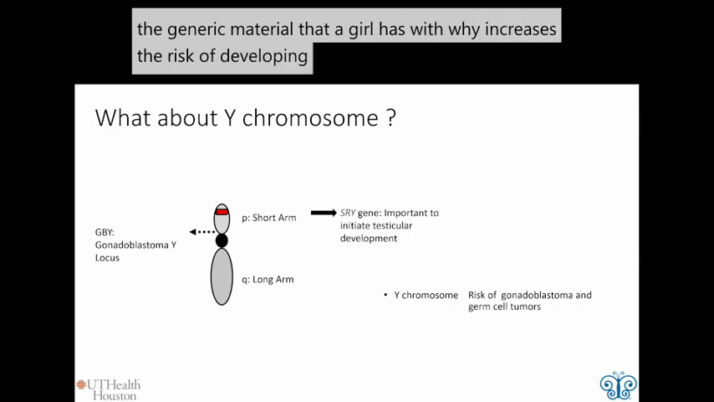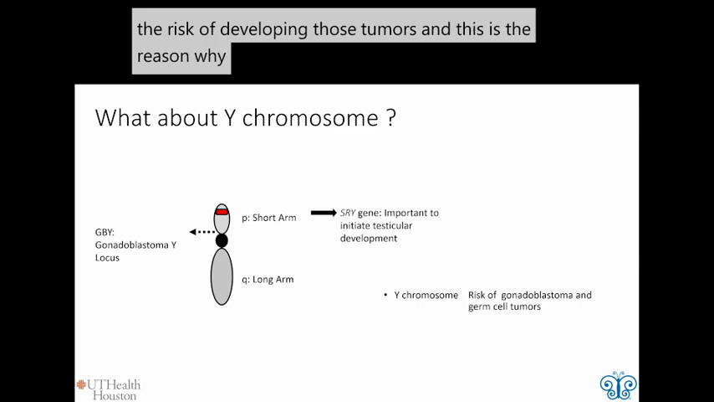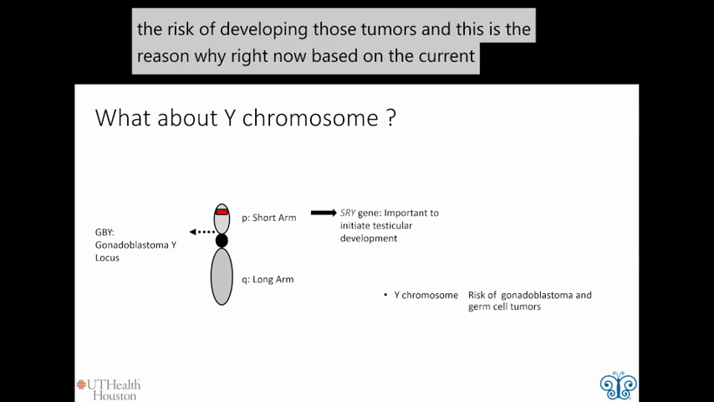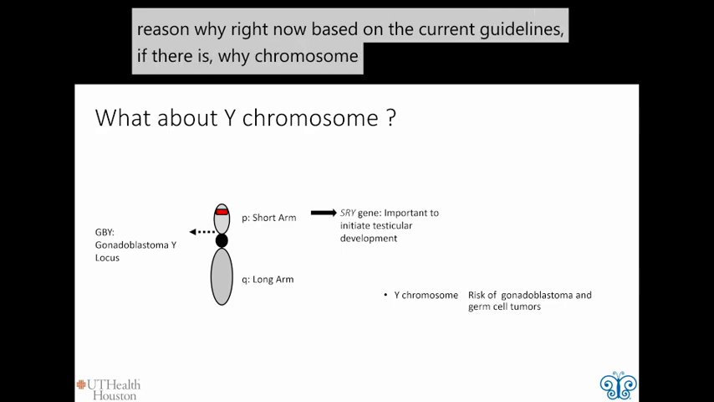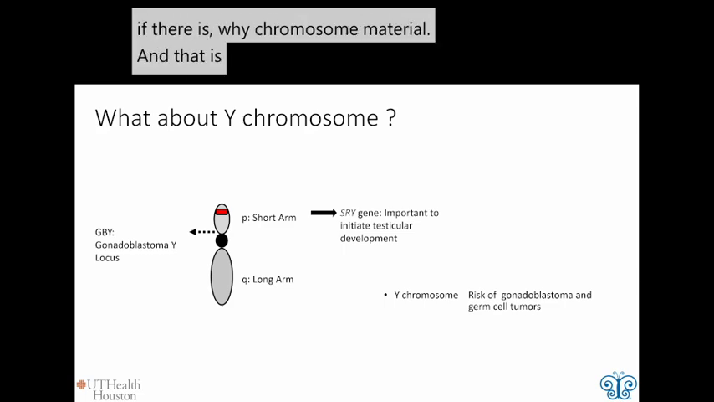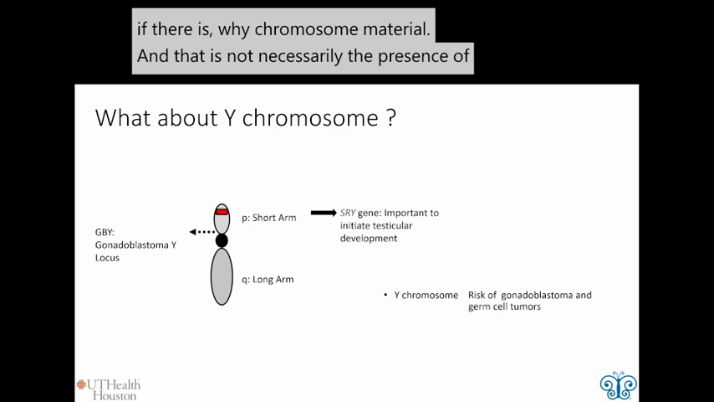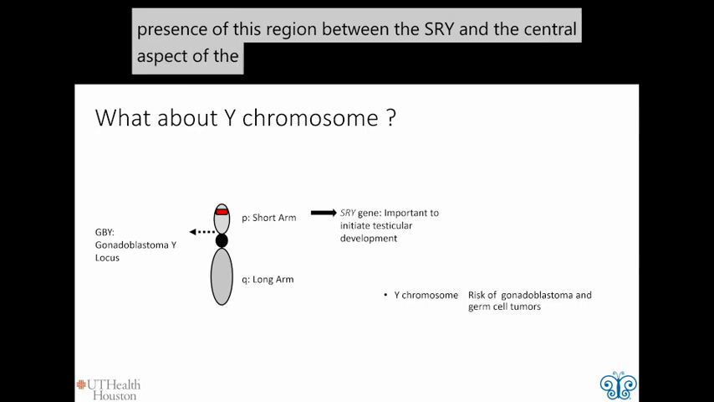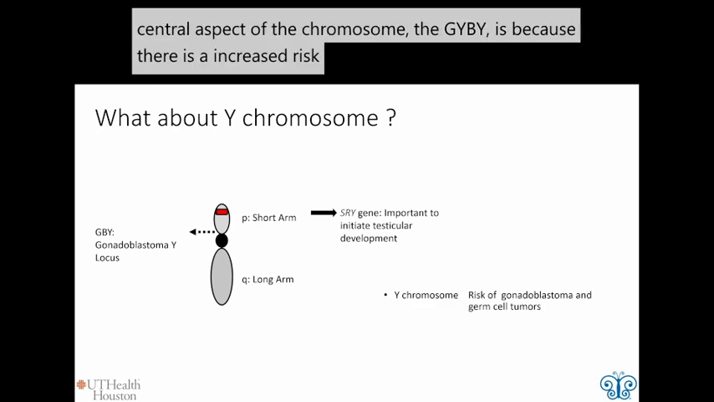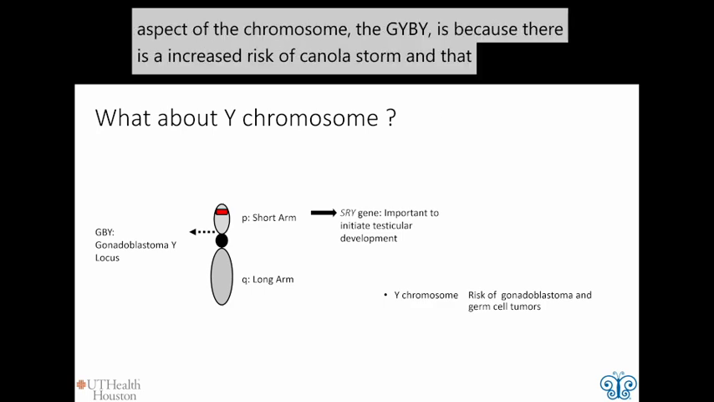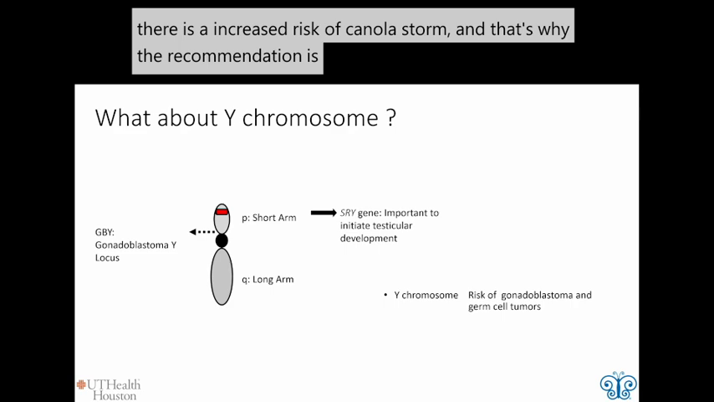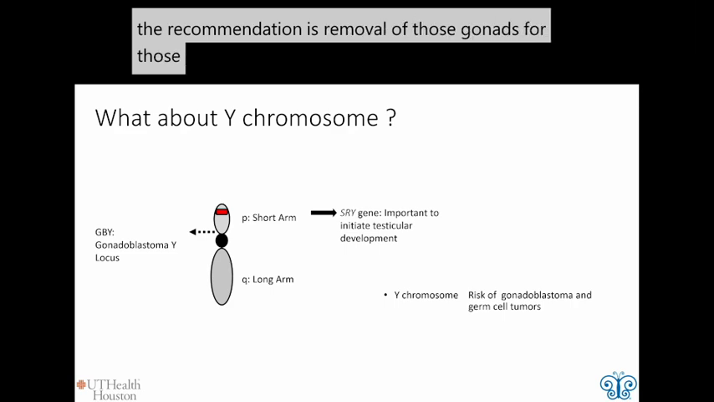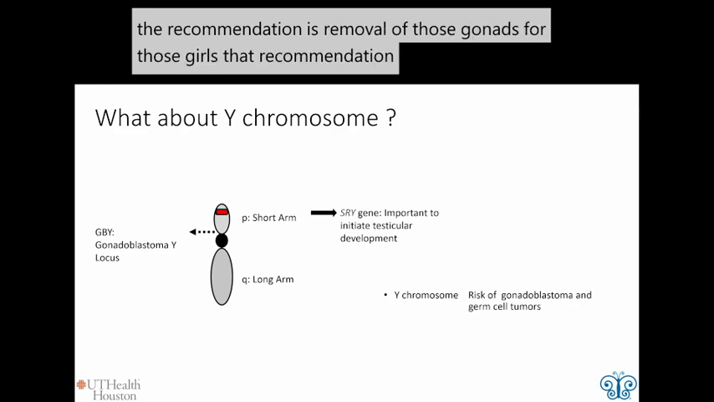developing those tumors. And this is the reason why right now, based on the current guidelines, if there is Y chromosome material, and it's not necessarily the presence of SRY, but the presence of this region between the SRY and the central aspect of the chromosome, the GBY, there is an increased risk of gonadoblastoma. And that's why the recommendation is removal of those gonads for those girls. That recommendation may change eventually, as we know.